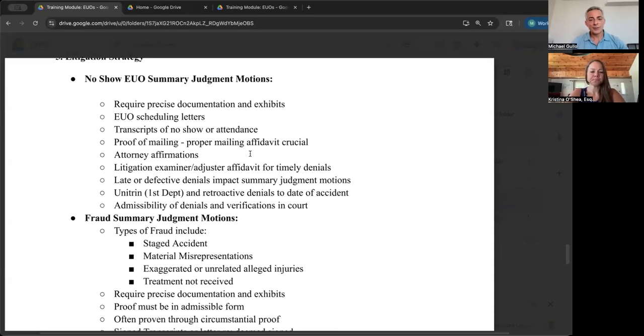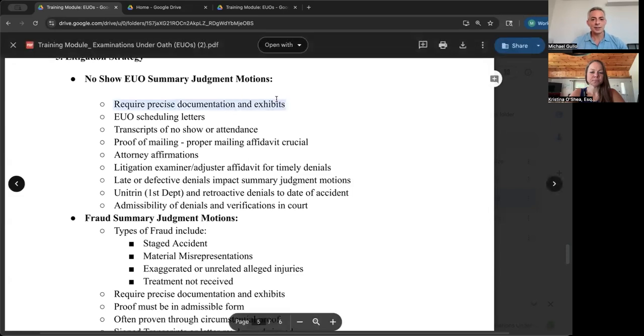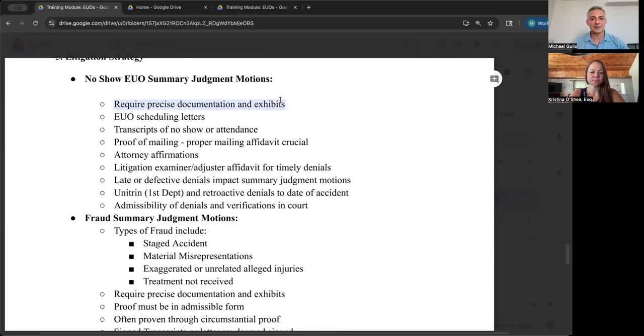It's been pervasive throughout this educational series here, but we do need precise documentation. We try to be as perfect as possible. Actually, it needs to be perfect for us to be able to move forward. It's very technical and very specific.